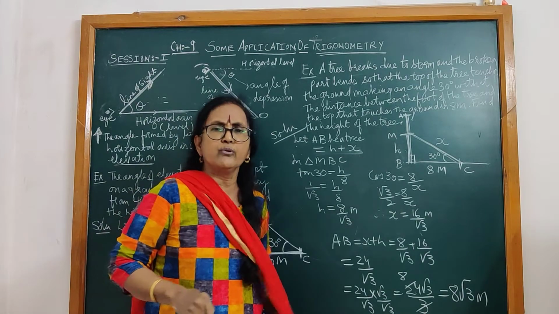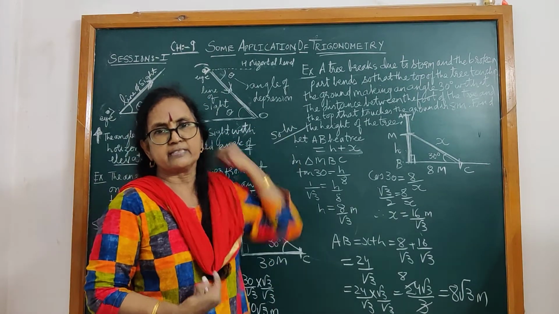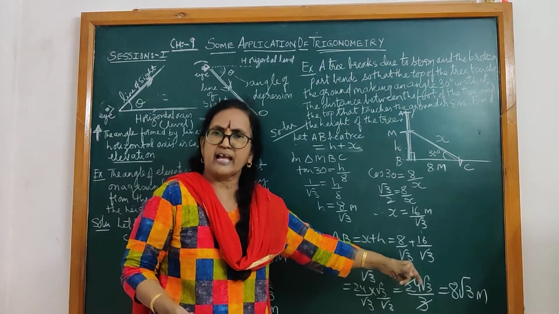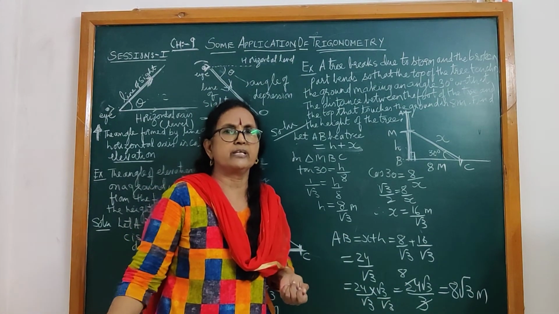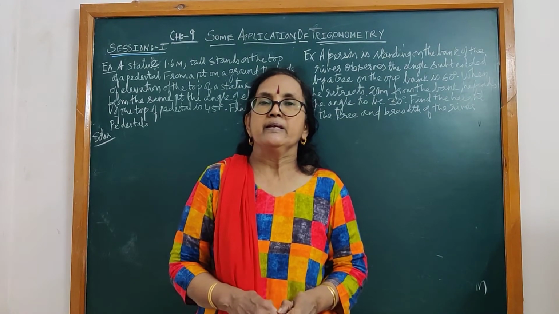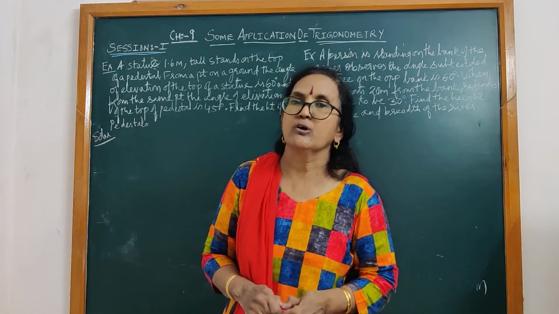Now the value of root 3 is 1.732. You can put that value, and if it is this way then also it's okay, 8 root 3 meter. We will be taking one more example based on this.